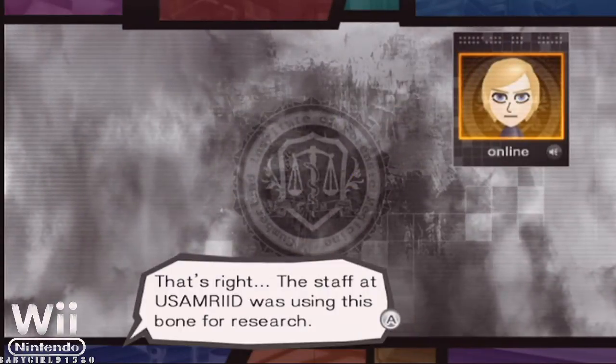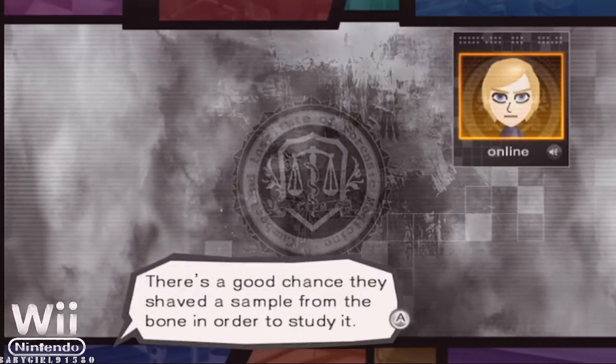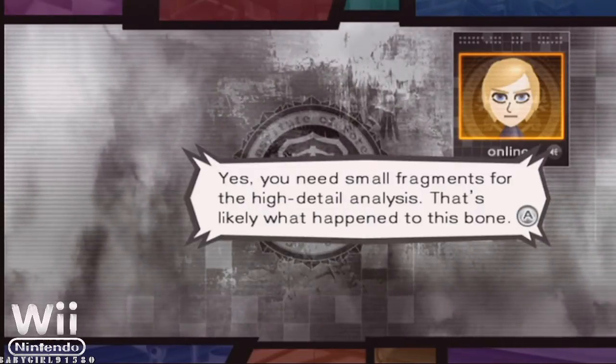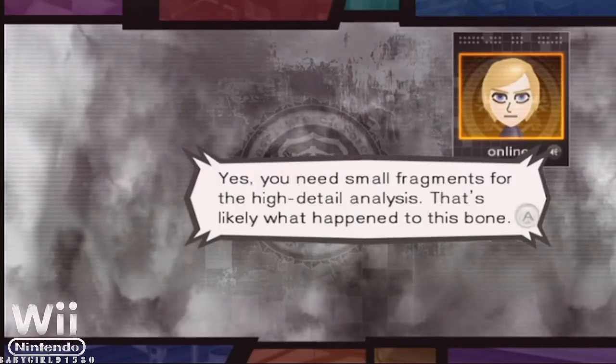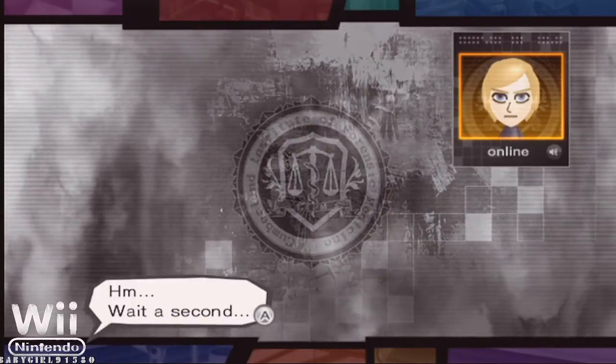That's right. The staff at USAMRID was using this bone for research. There's a good chance they shaved a sample from the bone in order to study it. Yes, you need small fragments for the high-detail analysis. That's likely what happened to this bone. Wait a second. What's wrong?